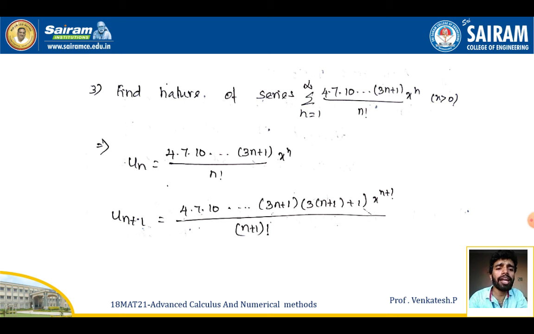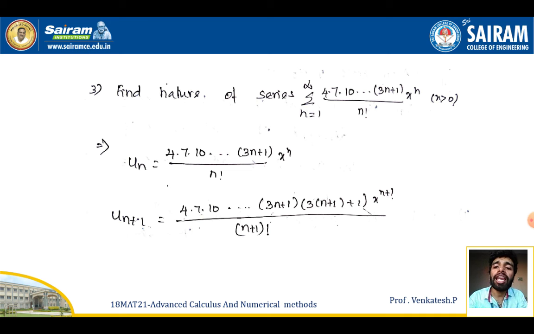So it is clear directly, since the terms are increasing and the factorial terms are there, we have to use the D'Alembert's ratio test. So un will be equal to 4, 7, 10, ..., 3n plus 1 into x power n by n factorial. To apply the D'Alembert's ratio test, we should have un plus 1. So un plus 1 will be 4, 7, 10, ..., 3n plus 1 into 3 times of n plus 1 plus 1 into x power n plus 1 by n plus 1 factorial.